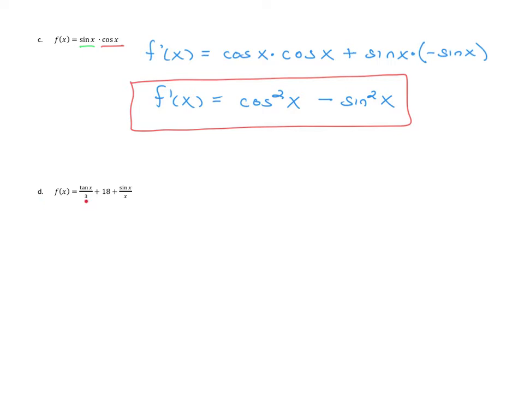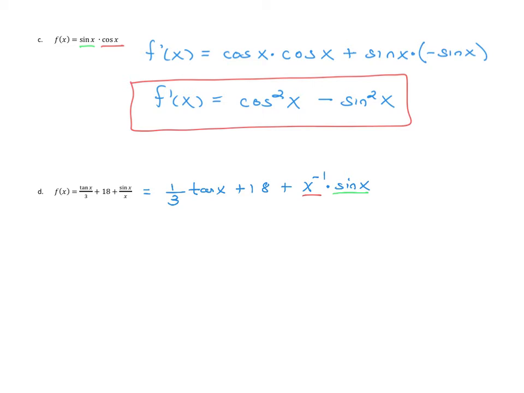For part D, I think I'm going to rewrite this function a little bit. So I'm not yet taking the derivative. I'm just going to express this as 1/3 times tangent of x plus 18 plus, and I'll put x to the negative 1 times sine of x. That way I can use the product rule on the last term.